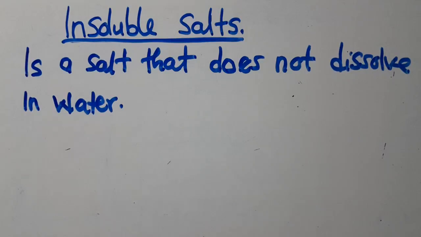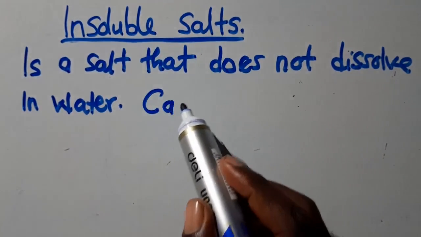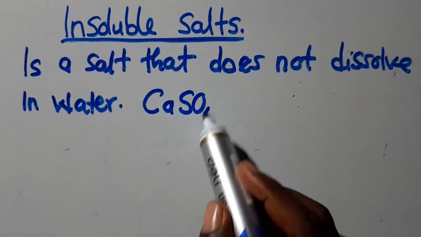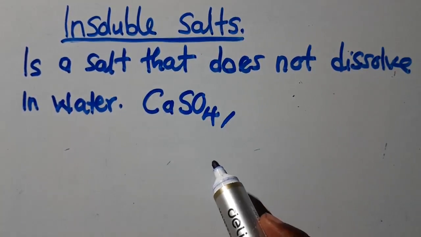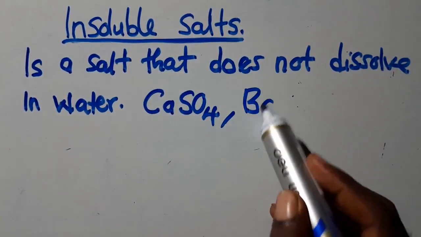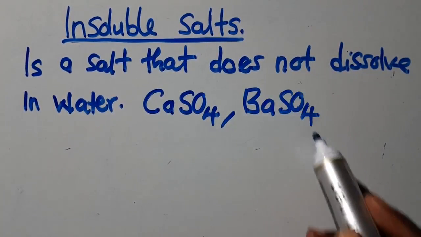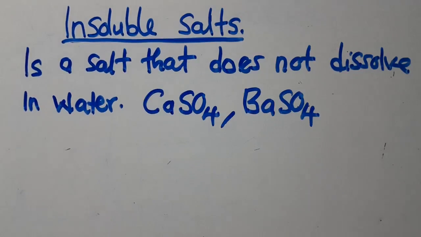Now, examples of these salts: we've got calcium sulfate. Barium sulfate is also an example. We can talk of lead(II) sulfate, silver chloride, lead(II) chloride, and all carbonate salts except carbonates of sodium, potassium, and ammonium. How did I know this?